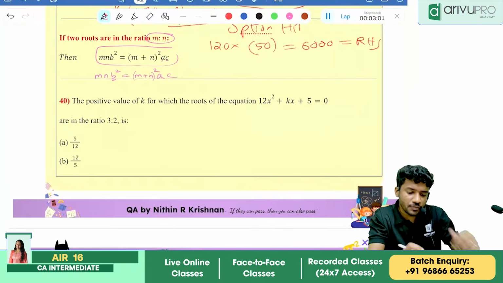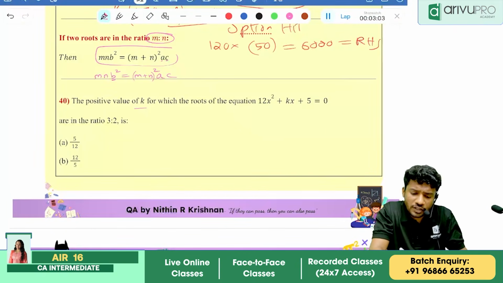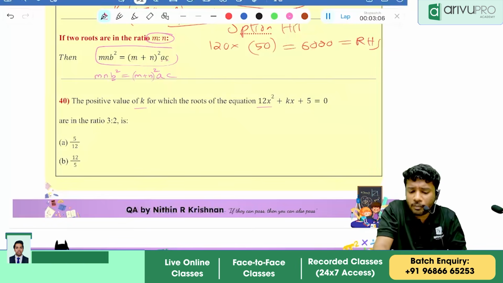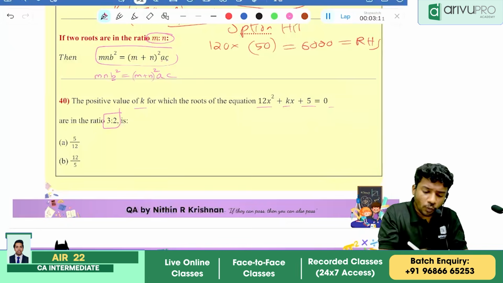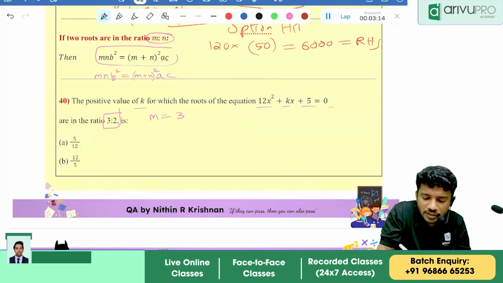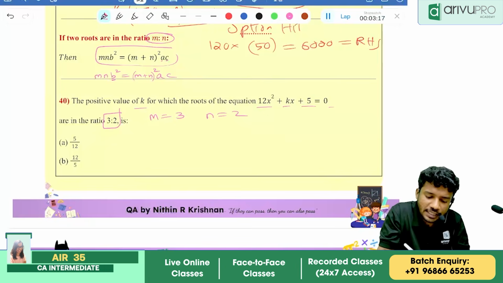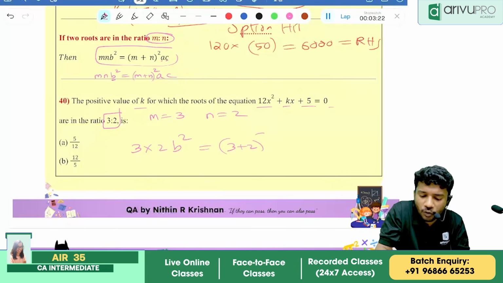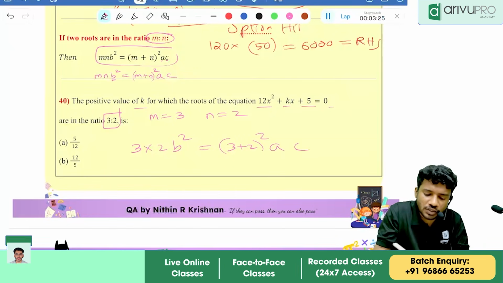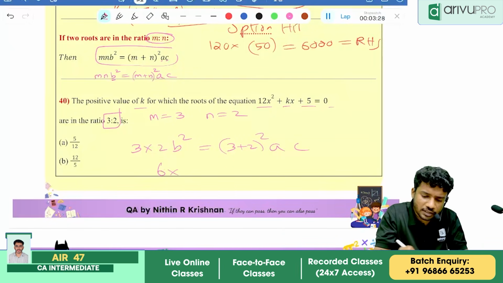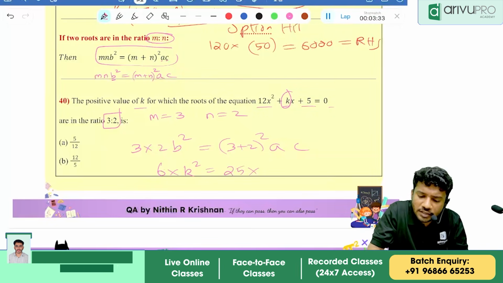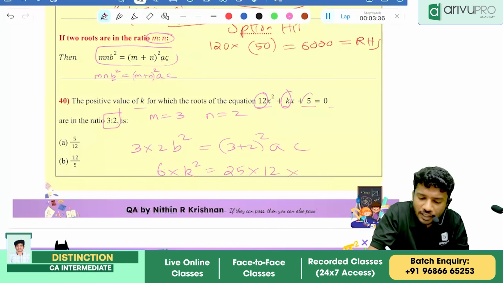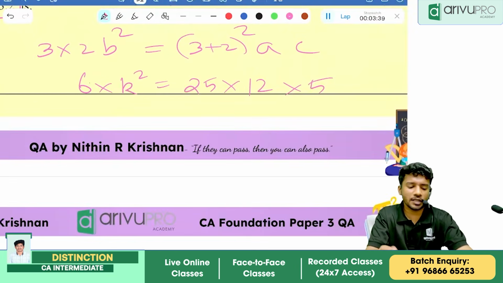Now look at this question. The positive value for K, for which the roots of the equation 12x square plus kx plus 5 is equal to 0 are in the ratio 3 is to 2. So ratio is 3 is to 2. That means m is equal to 3, n is equal to 2. mn B square is 3 into 2, 6 into B square, equal to (3 plus 2) the whole square into A into C. B square is K square, which is equal to 25 into, what is the value of A? 12. What is the value of C? 5. Substitute the value, get me the answer.